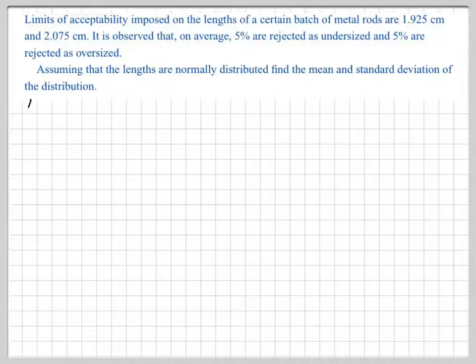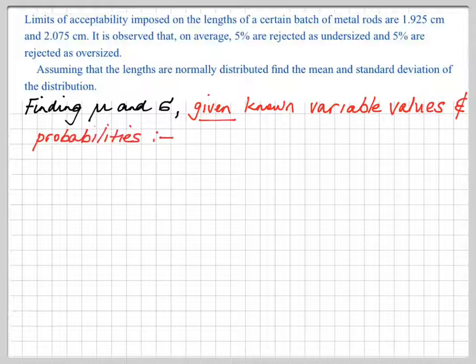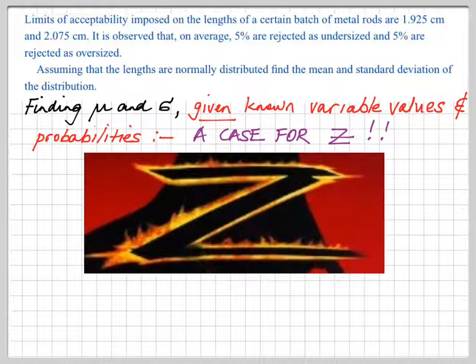So this is a classic case, guys. We've got to find mu and sigma given known variable values and probabilities, and it is a case for Z. There he is in all his glory and finery. Mr. Z to the rescue. We're going to go back to home base with Mr. Z, okay?